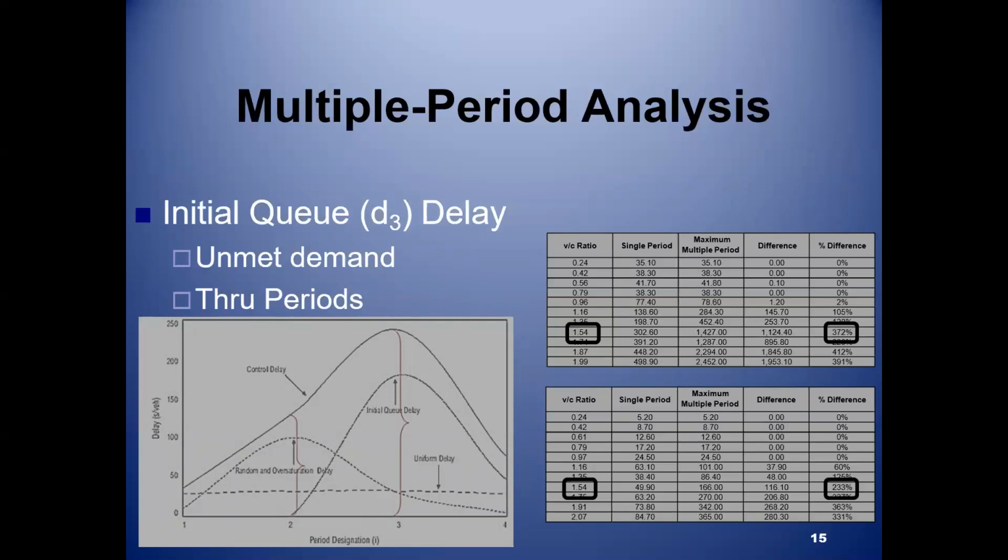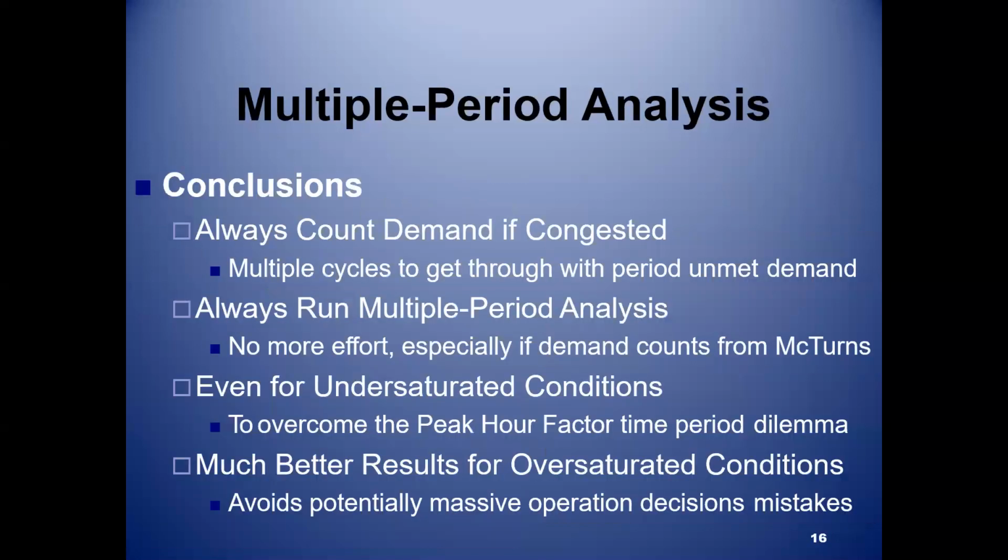Same thing with queue. A 10 vehicle queue done incorrectly is a 23 vehicle queue done correctly. So you don't want to design a left turn bay for 10 cars when 23 are going to show up. This also impacts timing, everything else that you do.